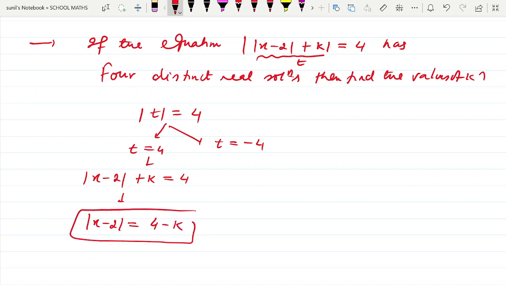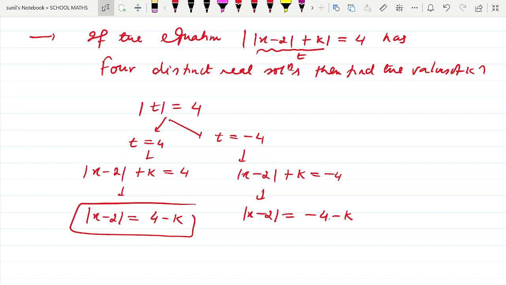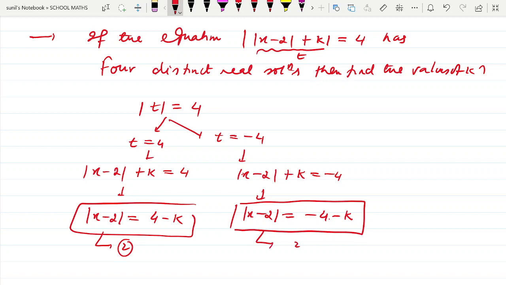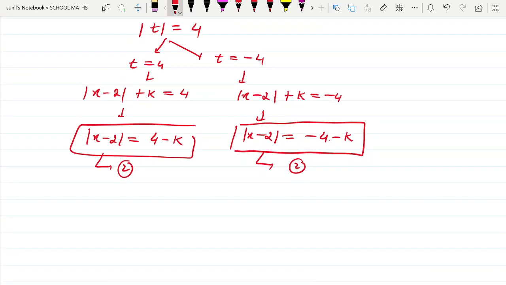So we have this modulus equation, and now from this we have minus 4. So what should we write? |x - 2| = -4 - k. Now since this equation has four distinct solutions, it means how many solutions will we get from this? The maximum solutions that I can get from this is 2, and from the other also the maximum I can get is 2. But how will we get this? This is possible only if 4 - k is greater than 0, and -4 - k is also greater than 0.